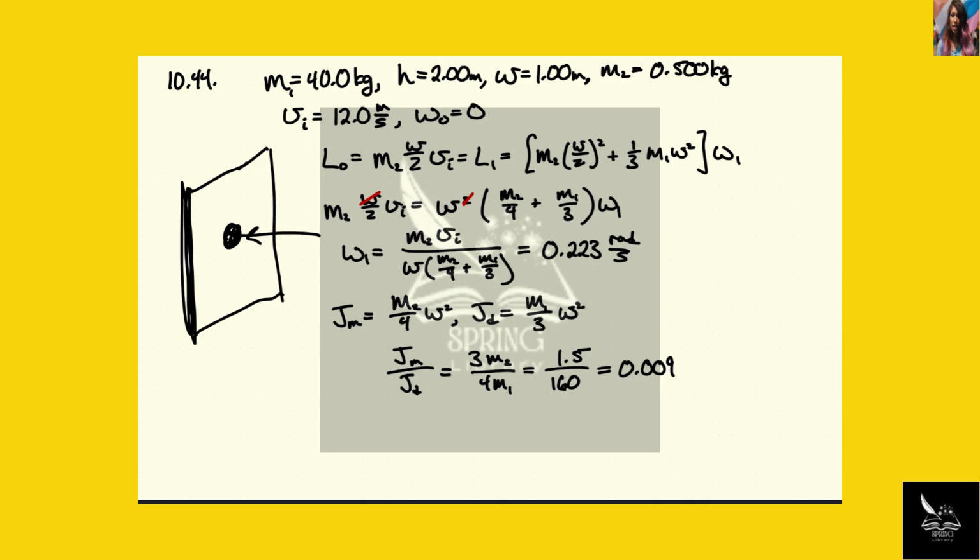Now, we're asked about including the mass moment, or moment of inertia, of the mud. Well, the moment of inertia of the mud is m2 over 4 W squared, and the moment of inertia of the door is m1 over 3 W squared. And so that ratio is 3 m2 over 4 m1, and that's 1.5 over 160, or about 0.009. So what we're saying is that actually this term here is very small compared to that term there. And so we could probably just neglect that, and we'd get something very, very close to this.